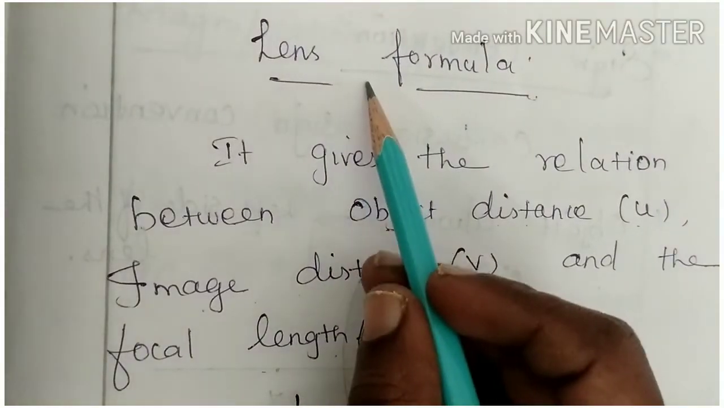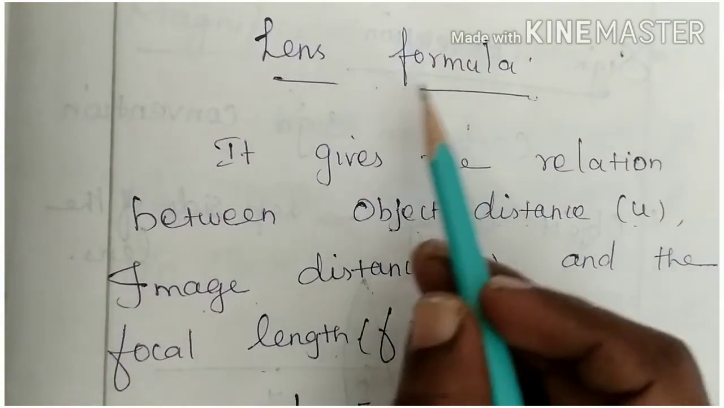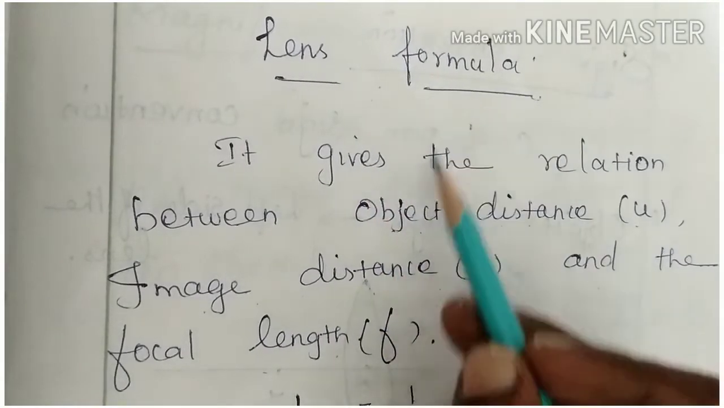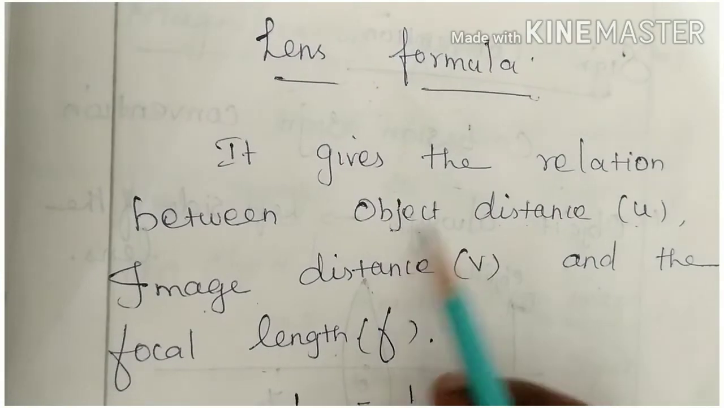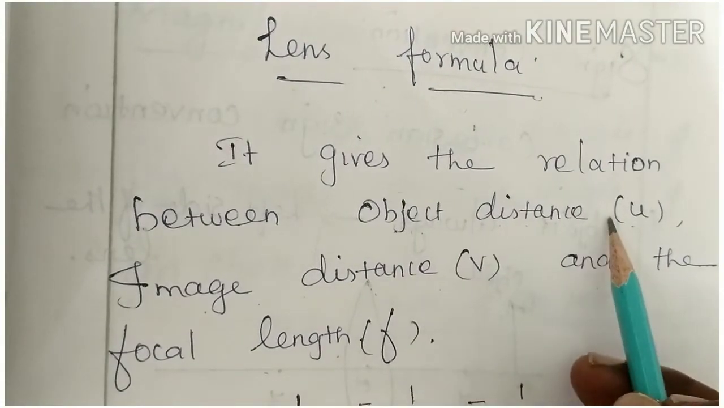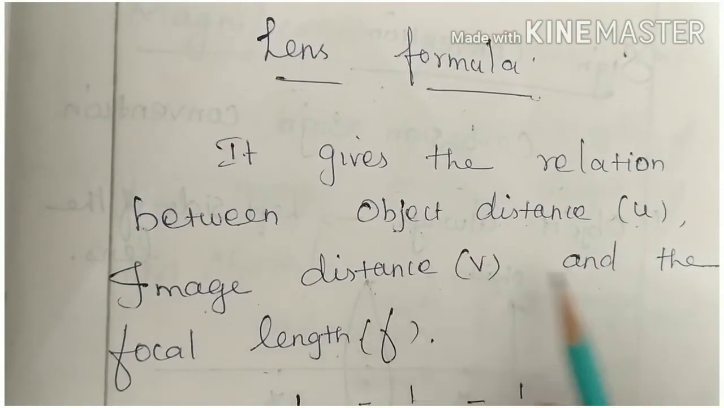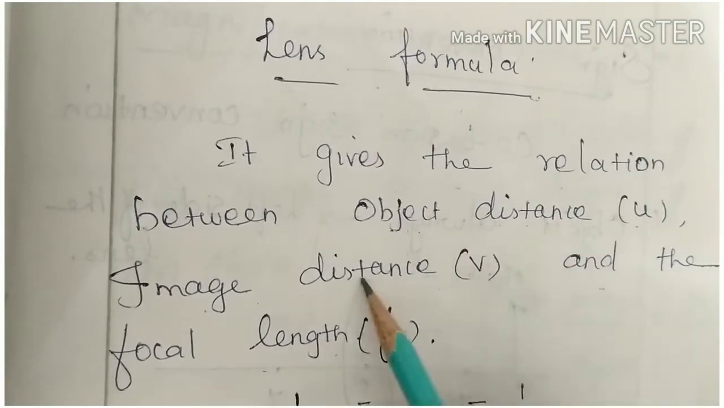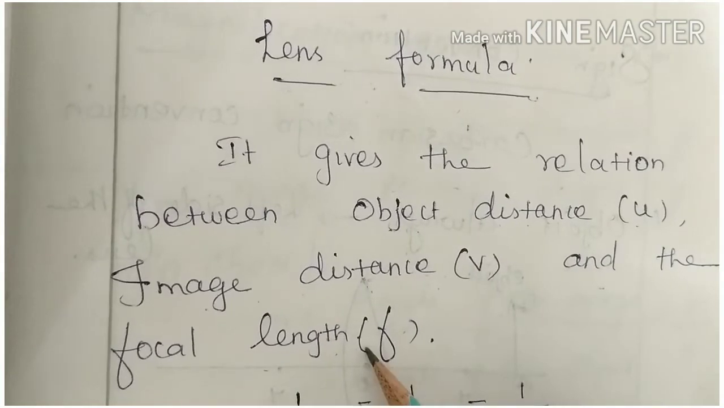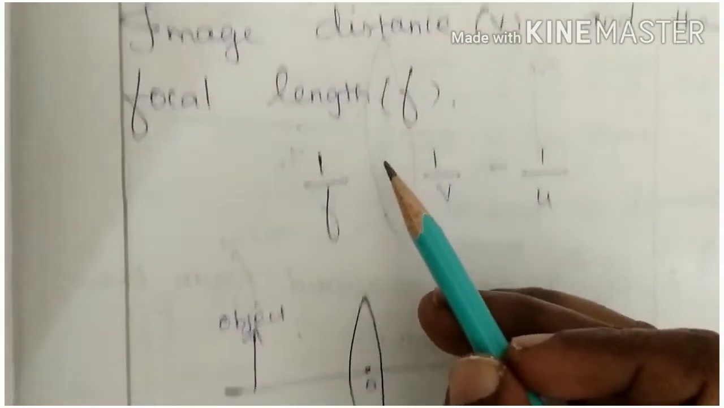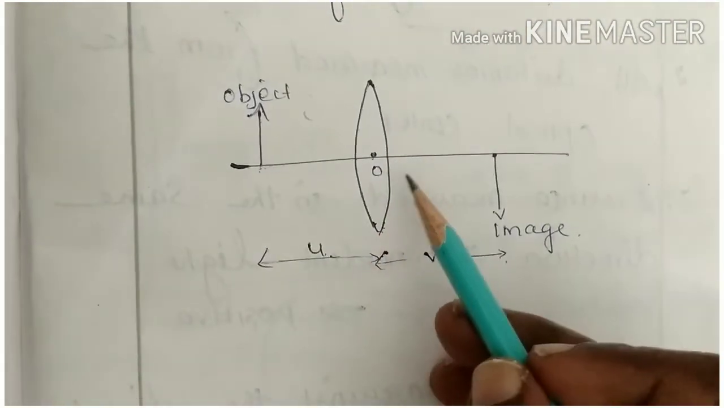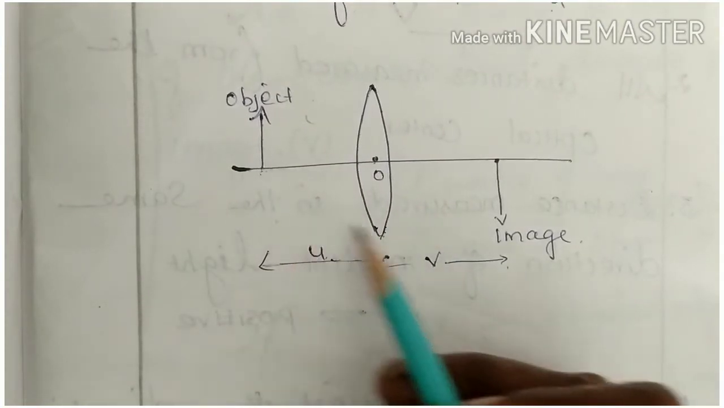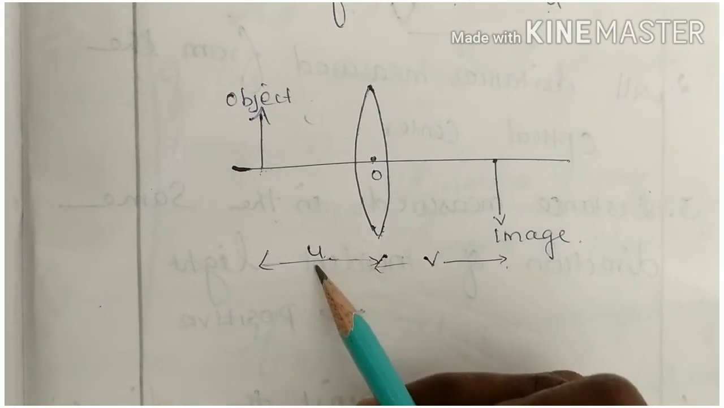Next we are going to learn what is the lens formula. What is the use of the lens formula? The lens formula gives the relation between the object distance u, the image distance v and the focal length. You all know what object distance, image distance and focal length are. What is object distance? Listen here. The distance from the optic center to the place where we keep the object is called the object distance.